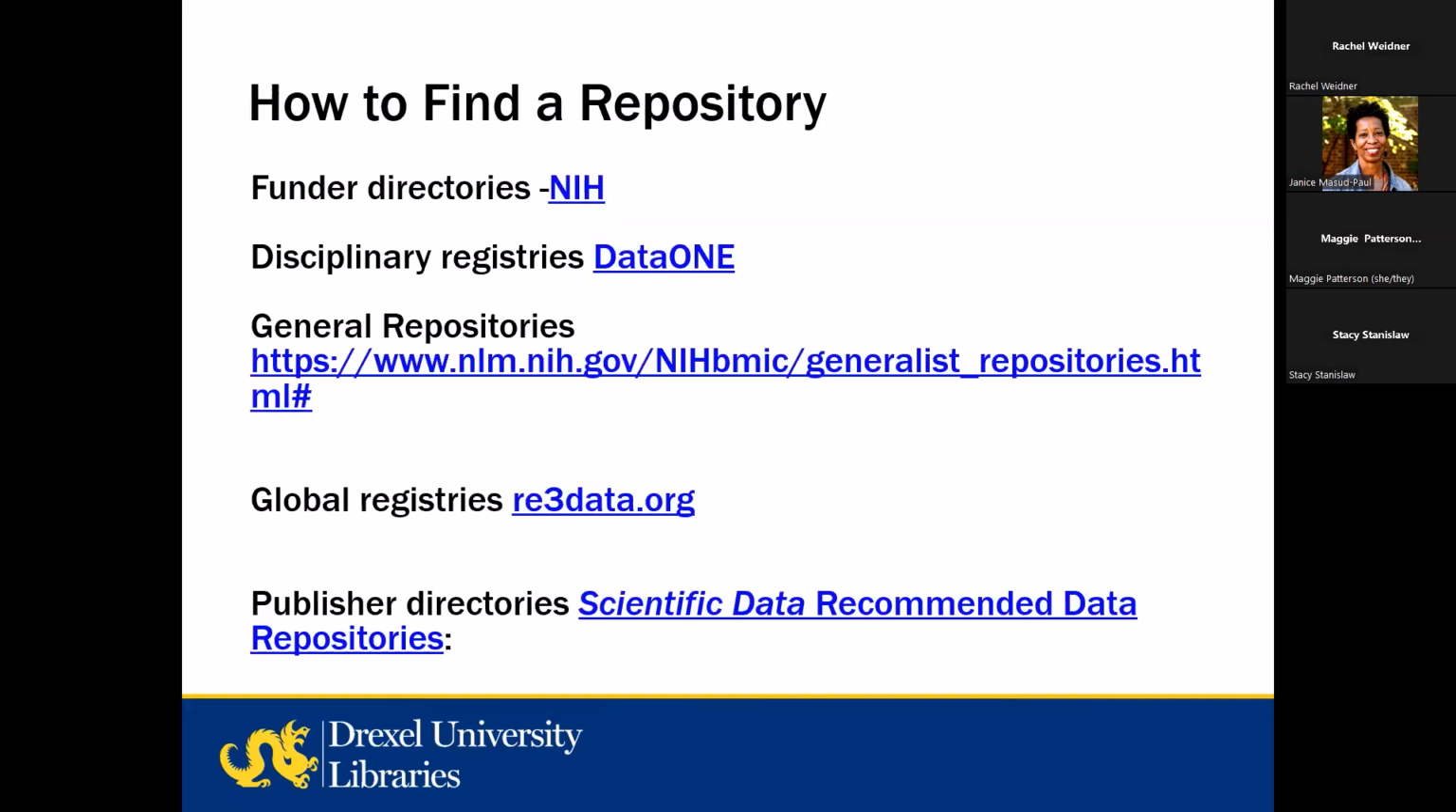So now that you're armed with information on types of repositories and selection criteria, there are several ways you can find a repository if your funder or publisher does not specify one. You may want to consider looking in registries or directories, and we can start with funder directories. So let me click on this NIH link.